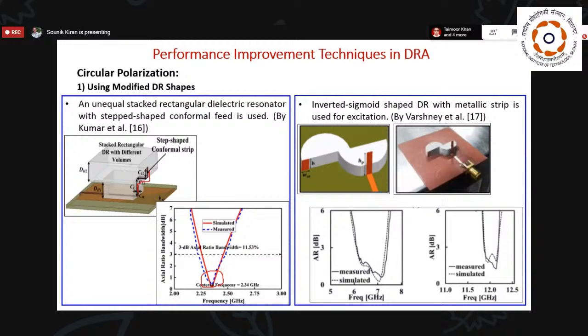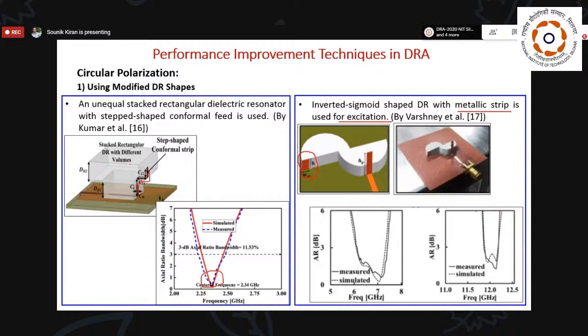Okay, then if someone wants to ensure a wider axial ratio, they can do something in the DRA shape, without disturbing the feeding technique. On the right hand side, we can see they have also used an almost step-like feed, but they have used two half cylinders with metallic strips. They have used a metallic strip for the excitation, as well as another parasitic strip placed over here, which was very much helpful for ensuring circular polarization.